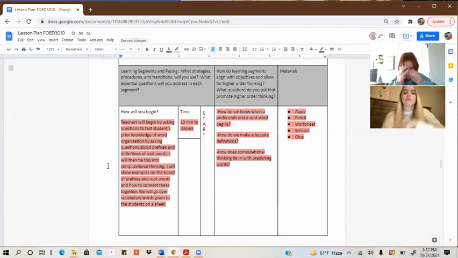In order to create deeper level thinking within the students, some questions teachers may ask are: How do we know when a prefix ends and a root word begins? How do we make adequate definitions? And how does computational thinking tie in with predicting words? The materials that the students will need are paper, pencil, the worksheet that we will give them, scissors, and glue.